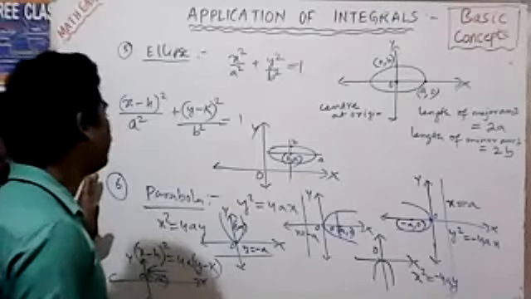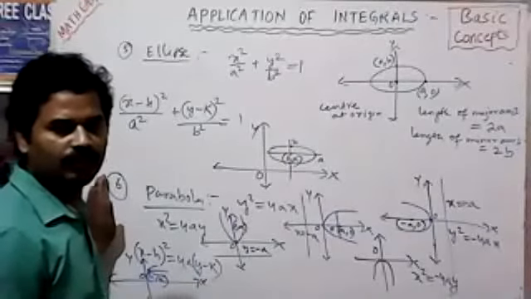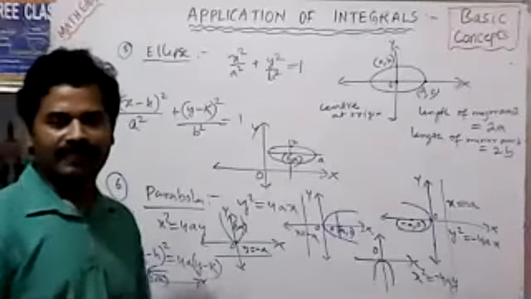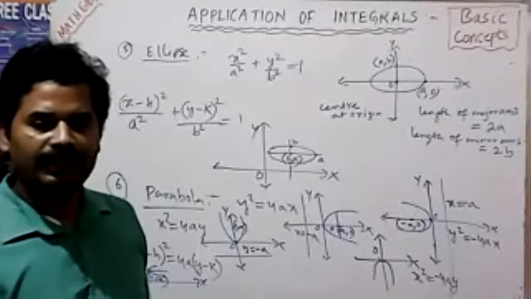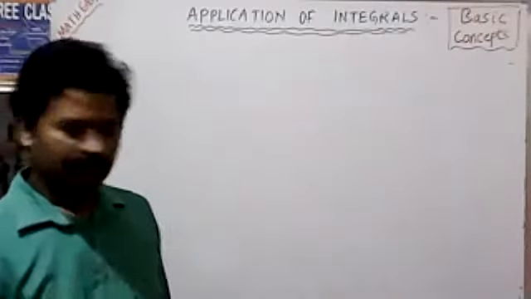This is the sixth concept, the conic section concept. Line and conic section concept you have to know first, then you have to find out the area. Then another concept, basically an integration formula.